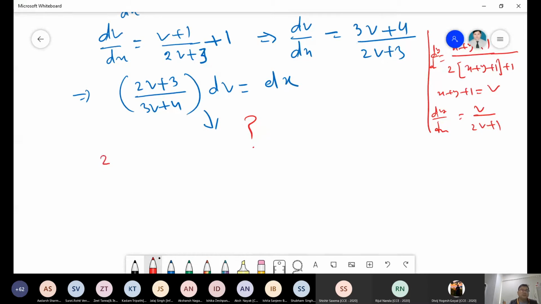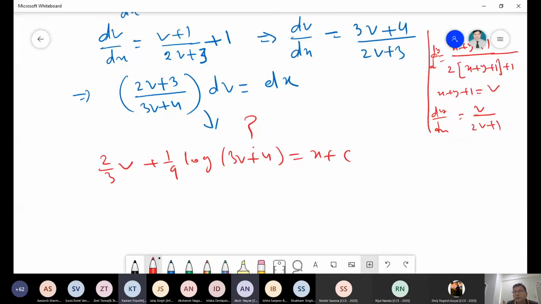Answer is 2 by 3v plus 1 by 9 log 3v plus 4 equal to x plus c. Is it correct? Yes, sir. Kadam? Yes, sir. Okay. Lakshya. Yes, sir. Shubham Singh. Shubham Singh is the correct one?